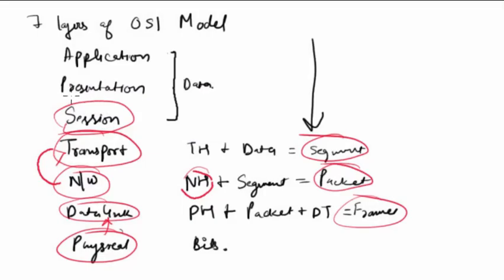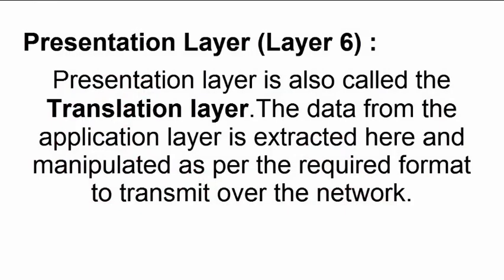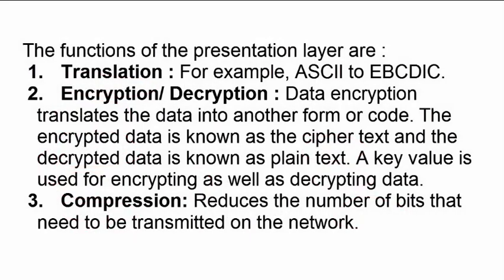Now we should talk about the other layer. Which one? Presentation. Presentation is also called the translation layer. The data from the application layer is extracted here and manipulated as per the required format to transmit over the network. The functions of the presentation layer are translation, encryption, decryption, and compression. Here, compression means reducing the number of bits that need to be transmitted on the network.